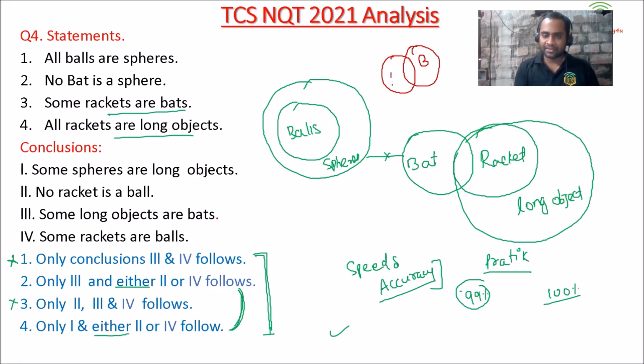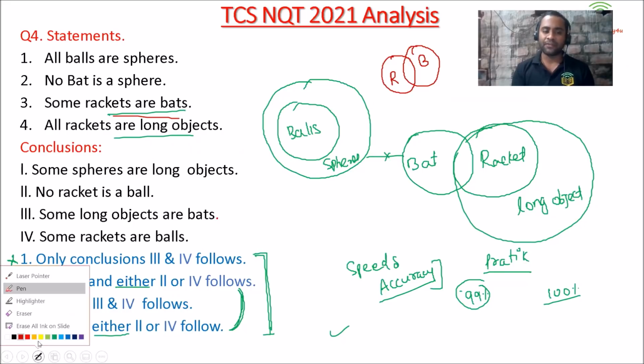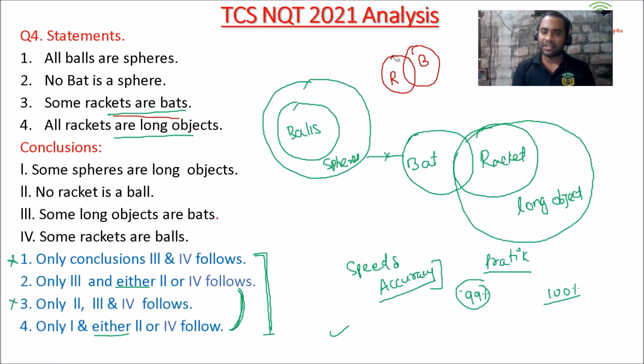So some bats are rats. Okay. So some rackets are bats. Some rackets are bats. And friends, I will tell you, you can make any number of diagrams. The only thing is your statement should not be violated. Okay. So now you see how I am making this diagram.